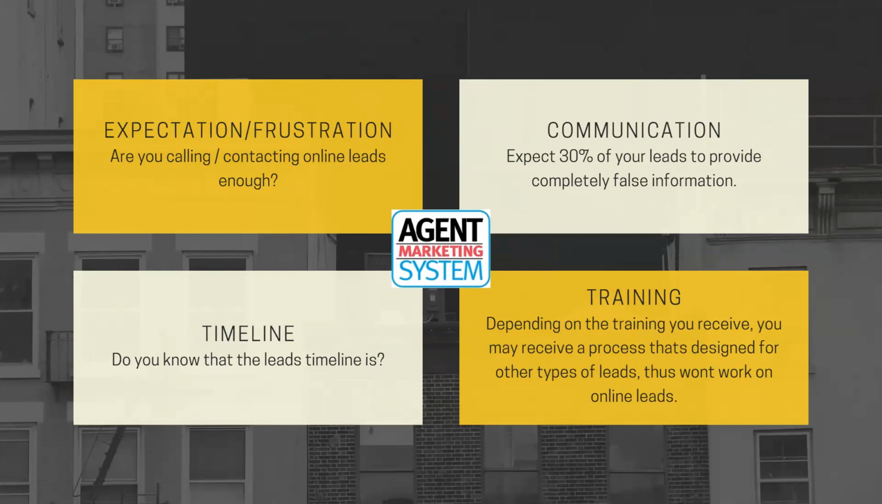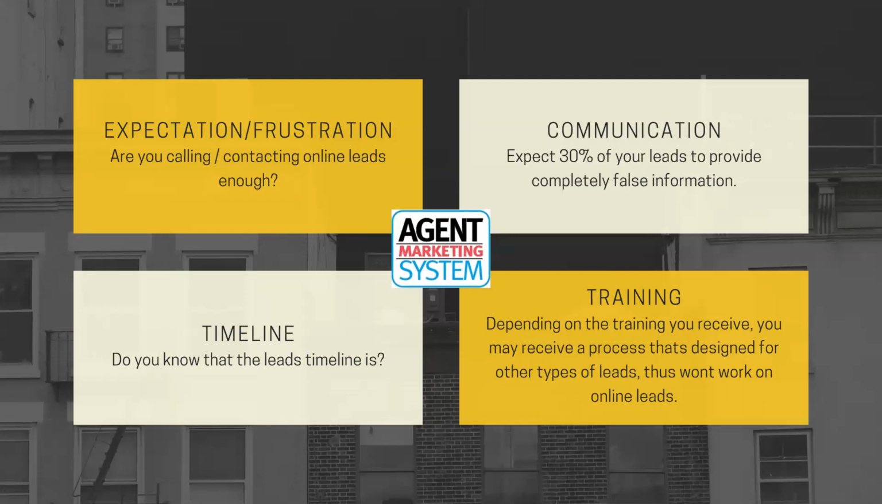So one was the expectation, or the frustration that they have with leads. For me, the frustration really lies in what your expectations were. How are you calling them? What did you think online leads would essentially be? Communication is big. Everybody believes that with online leads, everybody's going to want to talk to us. In fact, about 30% of your online leads are going to give you completely false information, which means a fake or invalid email and a fake or invalid phone number. That does leave you with 70% of the leads giving you at least a portion of it, whether it's a cell or an email that is accurate.